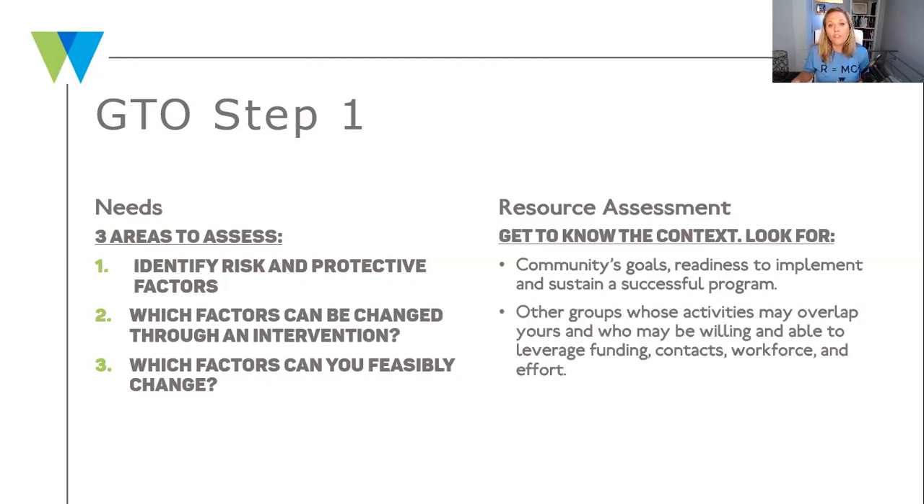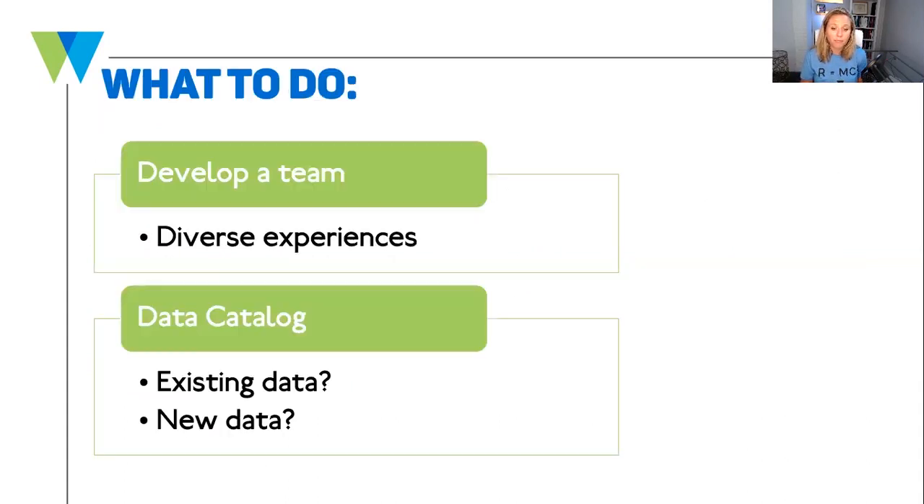Then you're going to look for other groups that are out there that may overlap with you. So just because somebody else is targeting the same problem doesn't mean you shouldn't do it. However, when that happens, it's good to know, because you could leverage them, you could work together, you could build what we call interorganizational relationships, because now you might be able to find other people who are willing and able to help. You could work together, you could leverage funding, contacts, workforces, and effort to really synergize and get to outcomes in a more sustainable way. So both the needs assessment and the resource assessment are important components to this first step.